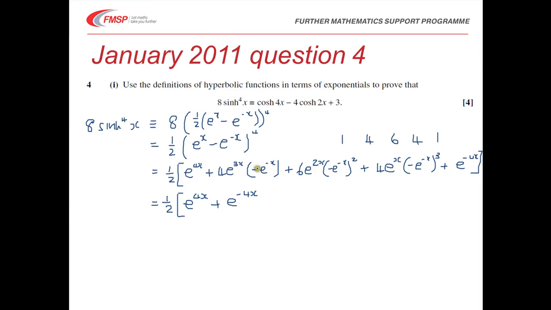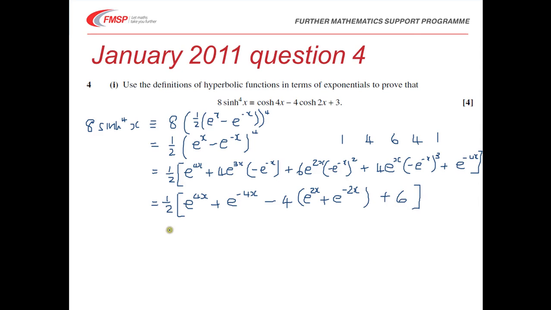We then have a minus 4 e to the 2x, and this is also going to be a minus 4 e to the 2x. So if I take the 4 outside and the minus outside the brackets, then we've got an e to the 2x and an e to the minus 2x. And then here you'll notice that e to the 2x and e to the minus 2x, that's just going to give us a plus 6 because the minus sign is squared.